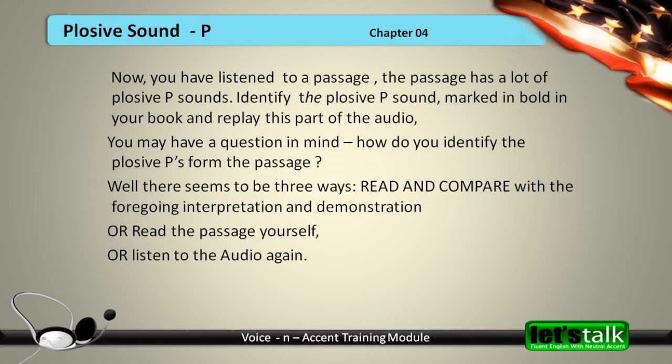Now, you have listened to a passage. The passage has a lot of plosive P sounds. Identify the plosive P sound, marked in bold in your book, and replay this part of the audio. You may have a question in mind. How do you identify the plosive P's from the passage? Well, there seem to be 3 ways. Read and compare with the foregoing interpretation and demonstration, or read the passage yourself, or listen to the audio again.